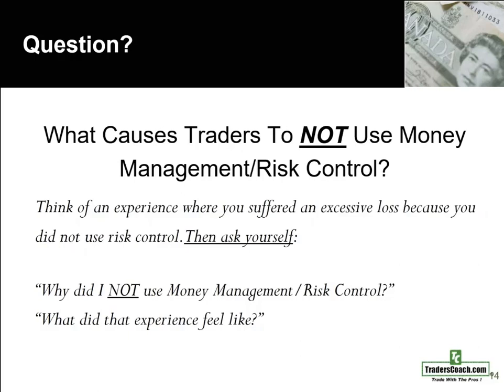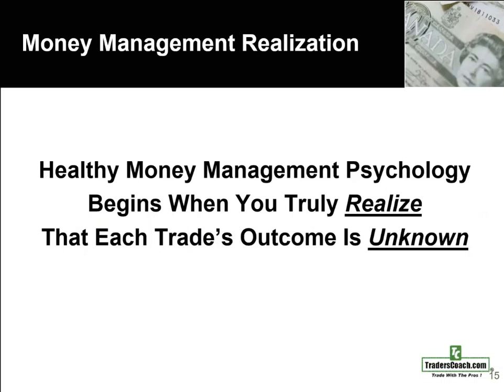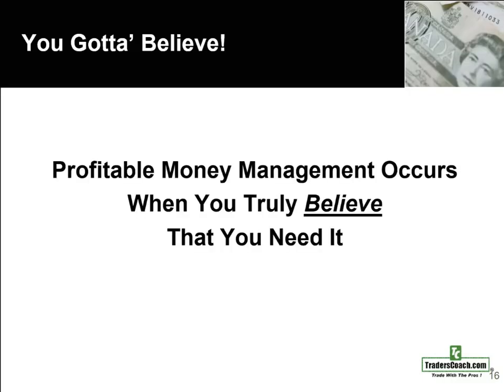All right, so let's move on here and see how we can protect ourselves now. Healthy money management psychology actually begins when you realize that each trade's outcome is truly unknown. No matter how overconfident you are, no matter how good you think that trade setup is going to be, no matter how accurate that Elliott wave looks, you always have to use risk control because everything in the markets is probabilities. Nothing is certain. So you have to protect yourself. Think of it like a seatbelt. Profitable money management occurs when you truly believe that you need it, because if you don't believe you're going to need it, you're not going to use it.